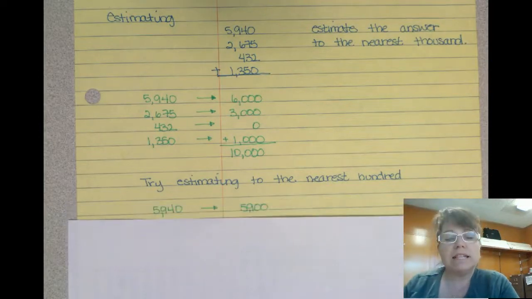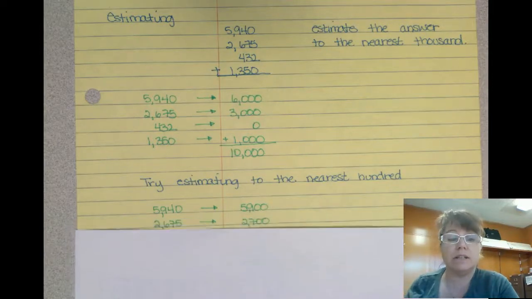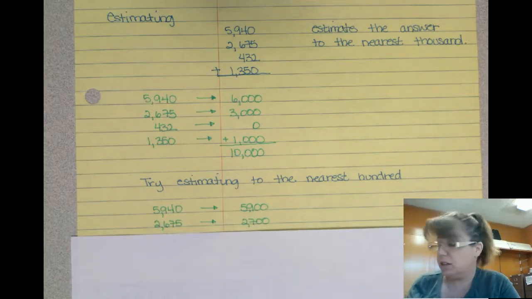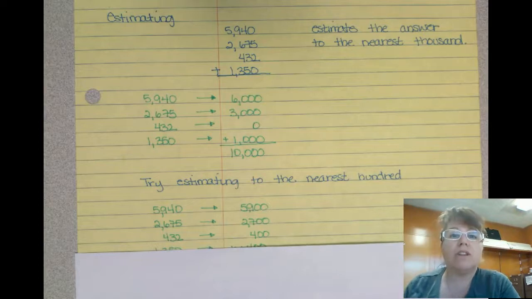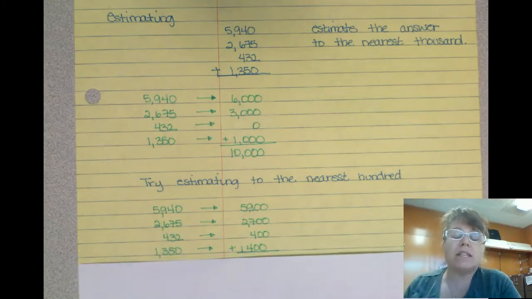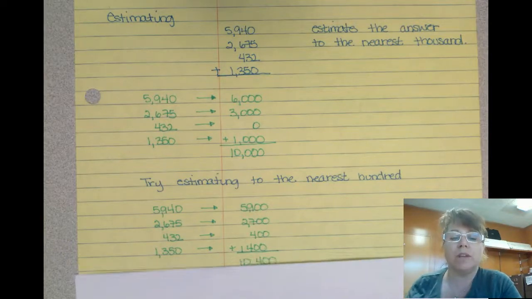So if we round to the nearest 100, 5,940 rounds to 5,900. 2,675 rounds to 2,700. 433 rounds to 400. And 1,350 rounds to 1,400. If we add these up, which is still a simpler problem than our original problem, we get 10,400.